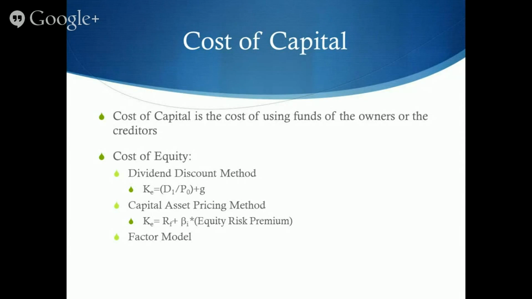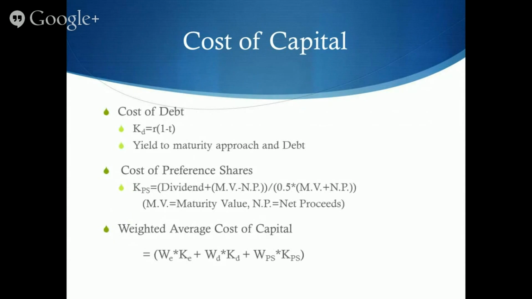So it's an index for systematic risk. I think this is getting too much, and you might not be required to know it, but just to give you an introduction, we thought that this would be good. Cost of debt is equal to the interest rate into 1 minus the tax rate, because debt is a tax deductible source for the company. And cost of preference shares would be the dividend to be paid on preference shares plus maturity value minus net proceeds, upon 50% of maturity value plus net proceeds.